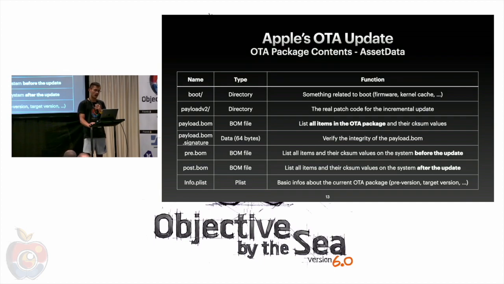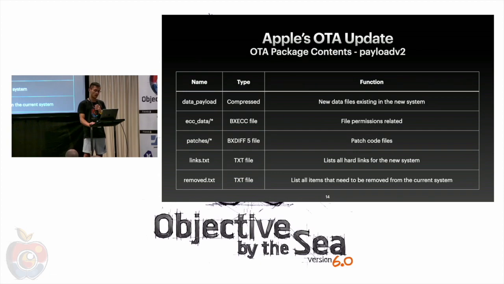There is a file named payload.bom that lists all the items in the OTA package and their checksum values. The file payload.bom.signature is used to verify the integrity of the payload.bom file. The files pre.bom and post.bom list all the items and all their checksum values on the system before and after the update. The Info.plist file provides some basic information about the current OTA package, such as the pre-version, the target version, etc.